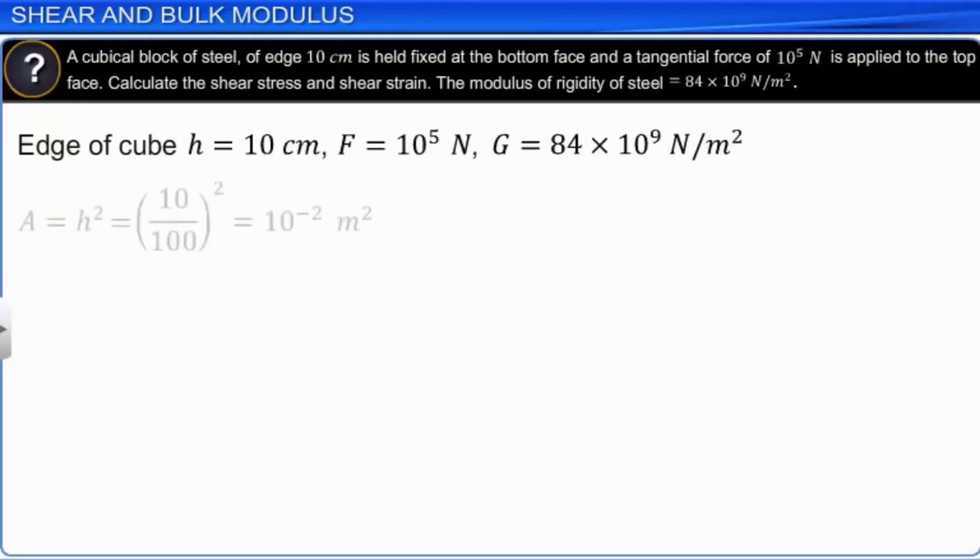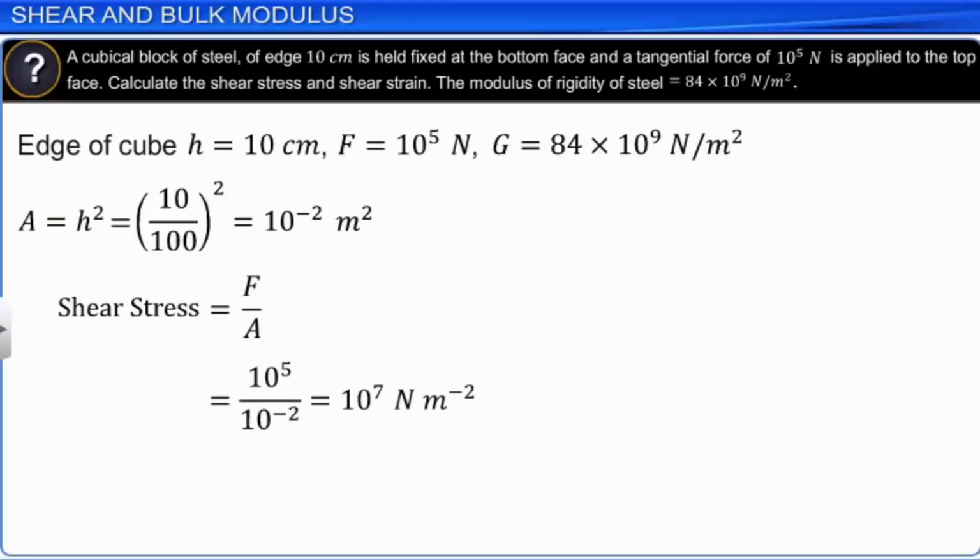Substituting the values of F and A, we get shear stress to be 10 to the power 7 newtons per meter square. The modulus of rigidity is the ratio of shear stress to shear strain. Arranging the relation to solve for shear strain and substituting the value of G and shear stress calculated earlier, we get shear strain as 1.19 times 10 to the power minus 4. Remember, strain has no units.